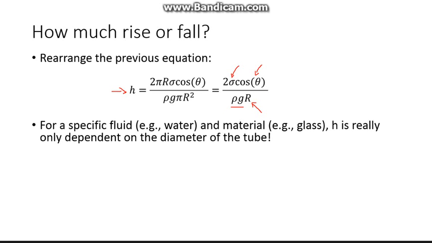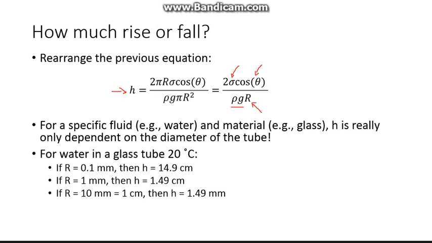So it really depends mainly on the diameter or the radius of the tube, because once you've picked the fluid and the material, those parameters are set. So for example, if we had water and glass at 20 degrees C, if you had a 0.1 millimeter thin capillary, so a pretty thin tube, you'd get a very high rise, about 15 centimeters. If you open it up to be a tube about 1 millimeter, you'd only get about 1.5 centimeters. And if you had a 10 millimeter or 1 centimeter wide tube, you'd get about a 1.5 millimeter rise.